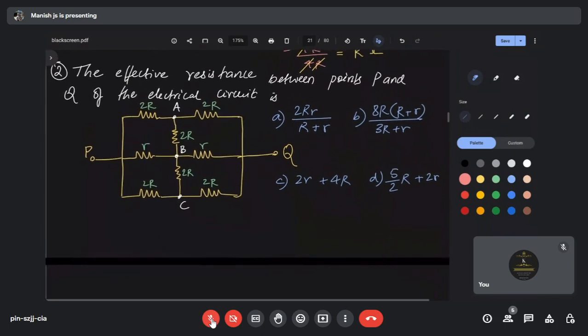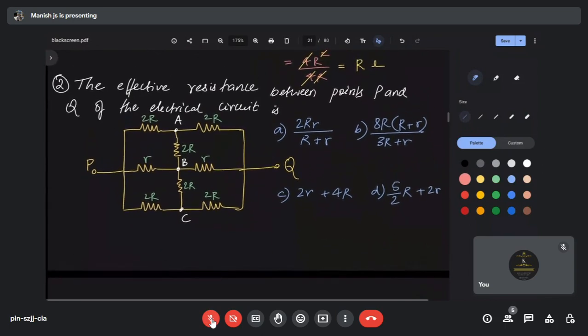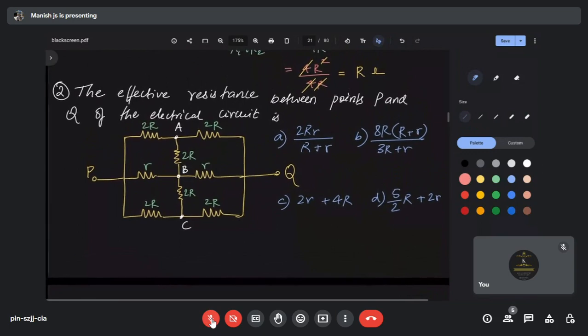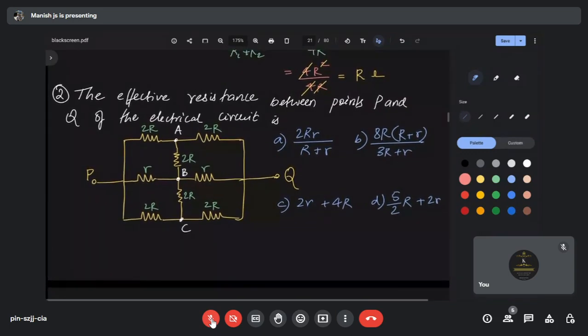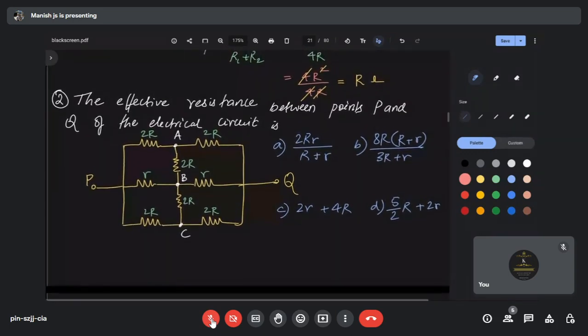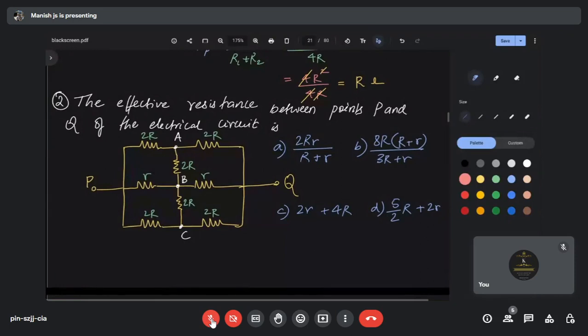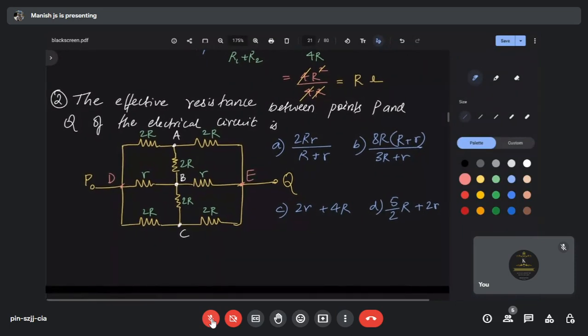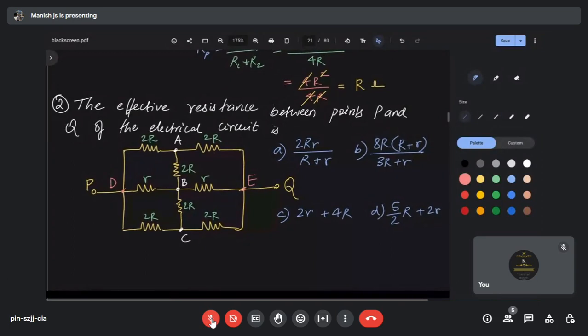Okay, I suppose there's no idea, so I'll show you. Same as in the circuit, the same approach only. Each and every resistor has got two nodes. Let's call this D and E. Okay, P and Q. So we can take D and E also. Each and every resistor has got two nodes.